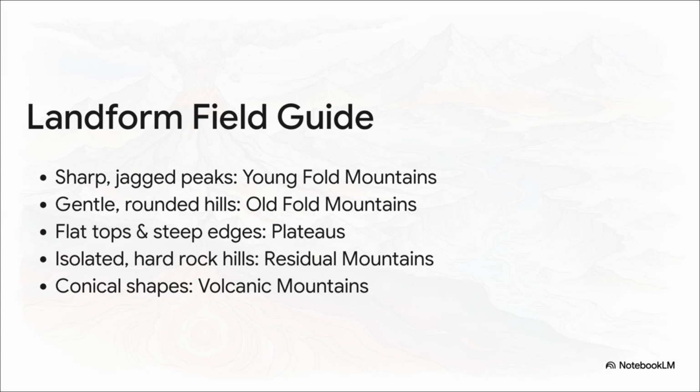If you see sharp, jagged, towering peaks touching the clouds, you're looking at young fold mountains. If the hills are gentle, rolling, and rounded, those are old fold mountains that have been weathered down. See a massive flat top that suddenly drops off in a steep cliff or escarpment? You've found a plateau. Isolated hills of hard rock standing all alone on a flatter plain are your residual mountains. And if you spot a distinct, towering cone shape, for sure you are looking at a volcanic mountain.